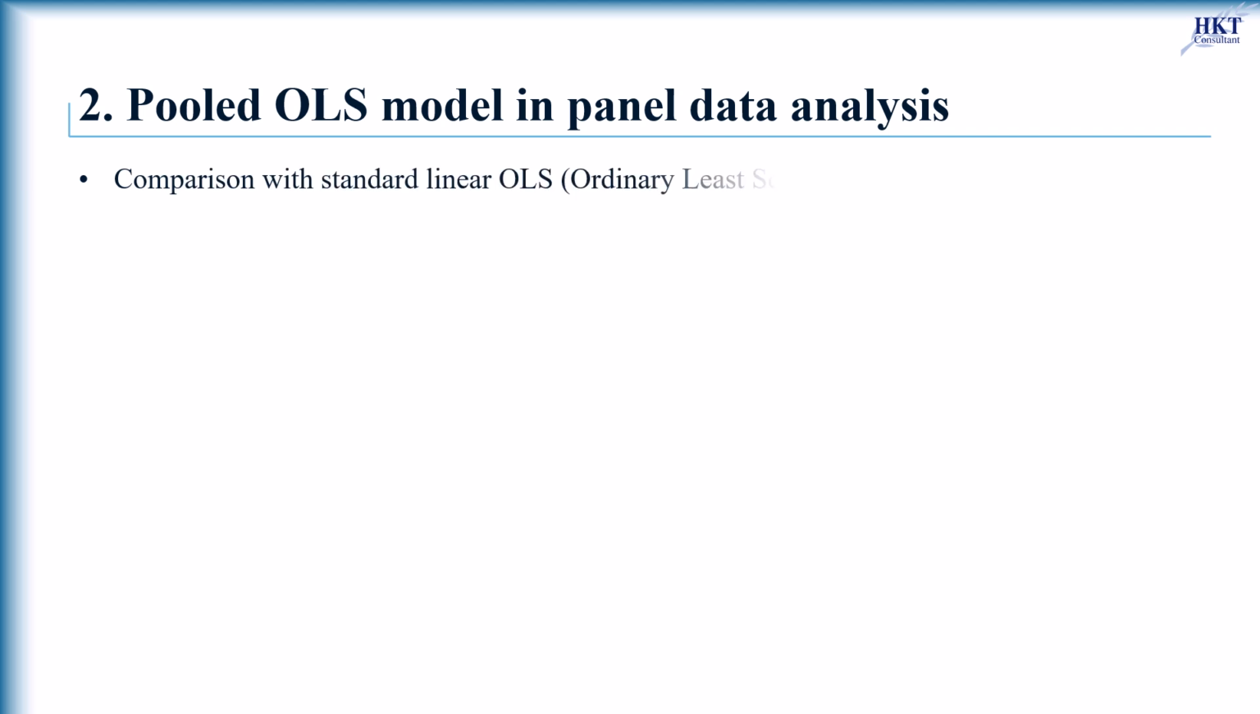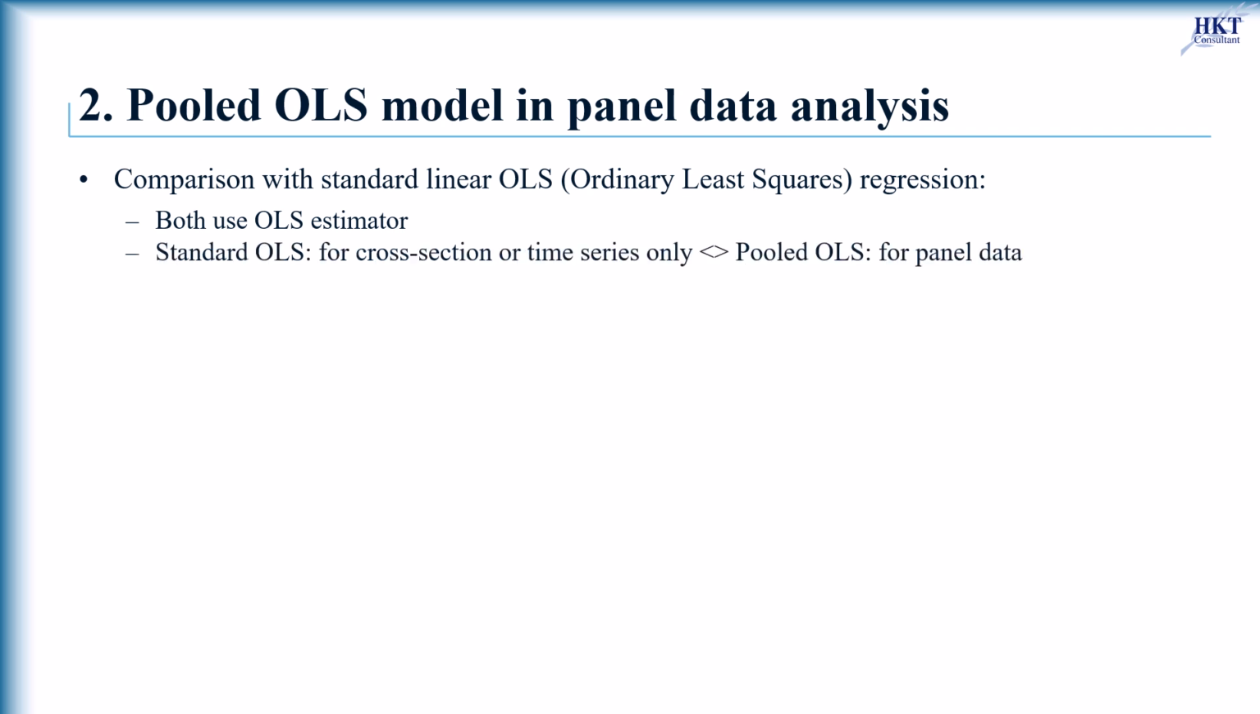While pooled OLS and standard OLS both rely on the same estimation technique, they differ fundamentally in data structure. Standard OLS is applied to either cross-sectional or time series data, where observations are assumed to be independent. In contrast, pooled OLS is used in the context of panel data, which includes repeated measurements for the same individuals or units.